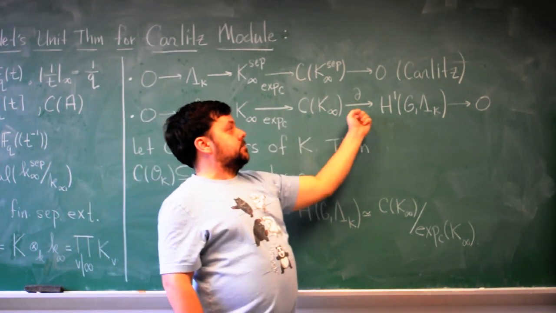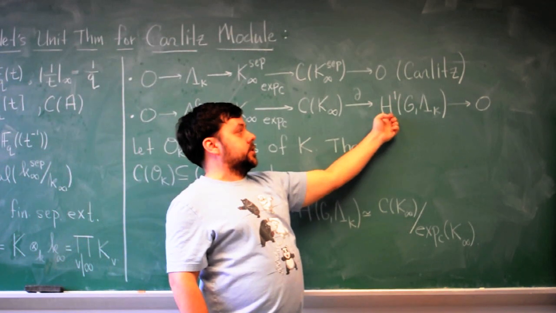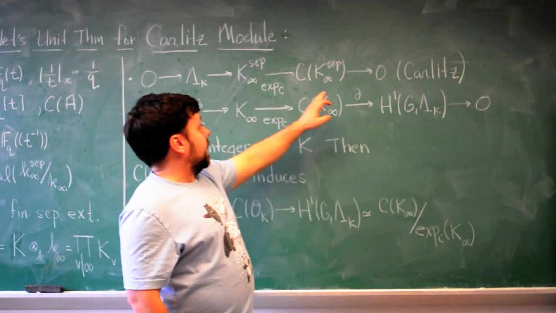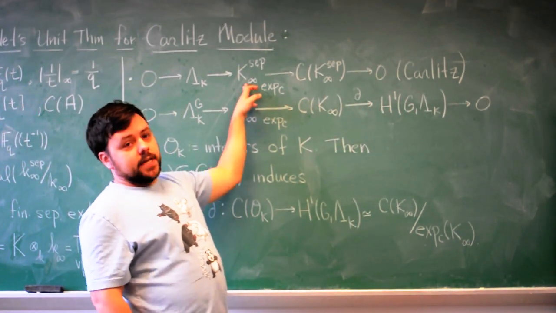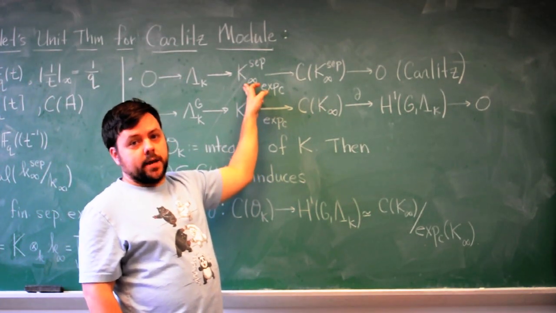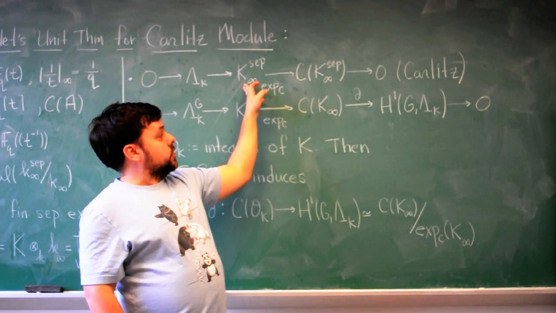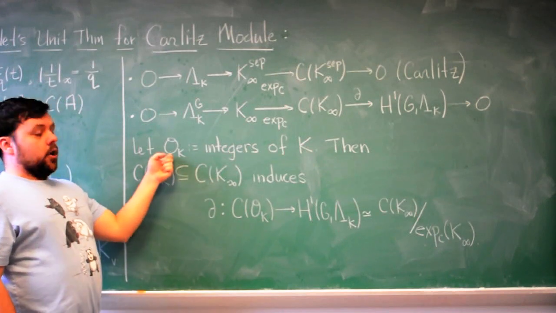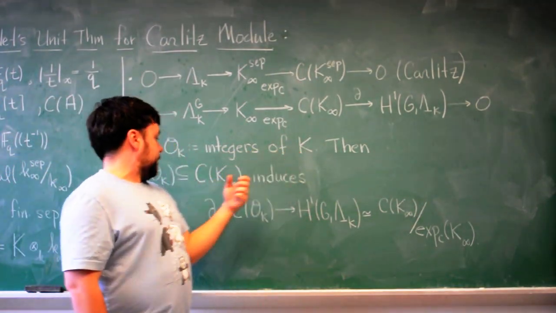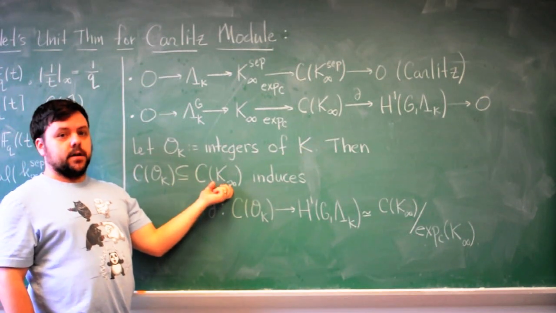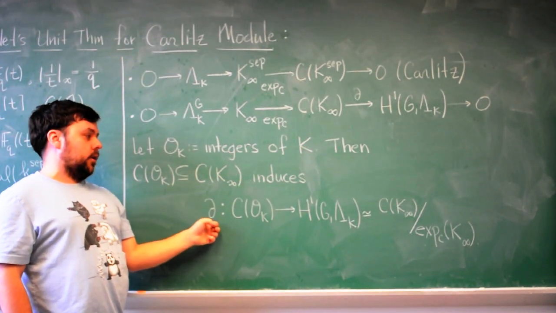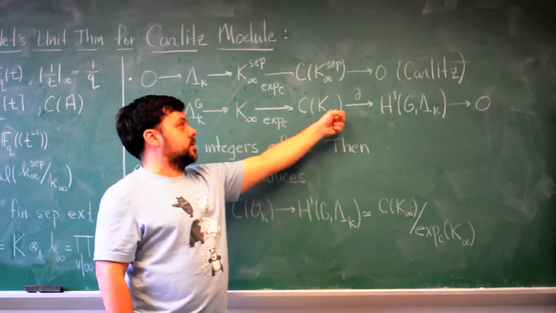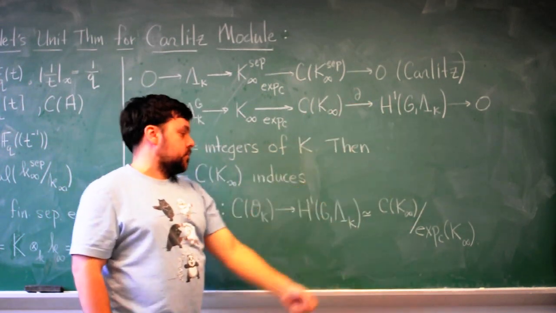And then we have this connecting map into the first cohomology group of Λ_K. We know the next term is going to be 0, because the next one would be H^1(G, K_∞^sep), and that's 0 by Hilbert's Theorem 90, essentially the additive version. So we get this exact sequence. Let O_K be the integers of K. Then the fact that C(O_K) is a subset of C(K_∞) induces a map, which we're also going to call delta, from C(O_K) into H^1(G, Λ_K). That's just the restriction of the connecting map up top.